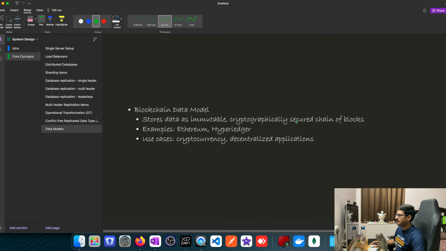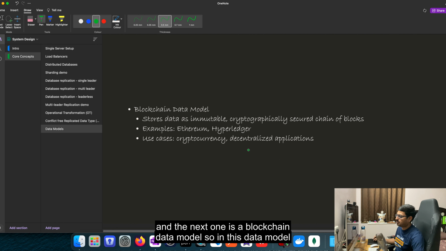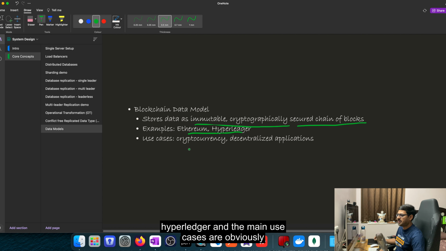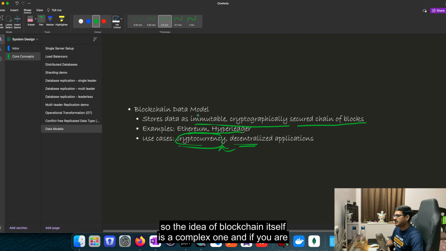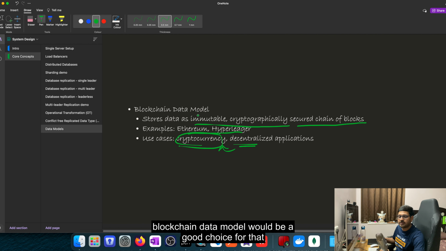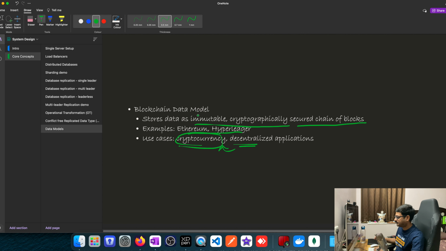And the next one is a blockchain data model. So in this data model, we store data as an immutable, cryptographically secured chain of blocks, right? Some of the examples are Ethereum and Hyperledger. And the main use cases are obviously cryptocurrency and any kind of decentralized application. Like cryptocurrency, we can make use of blockchain data model. So the idea of blockchain itself is a complex one, and if you are in need of any decentralized transaction systems, I think blockchain data model would be a good choice for that.